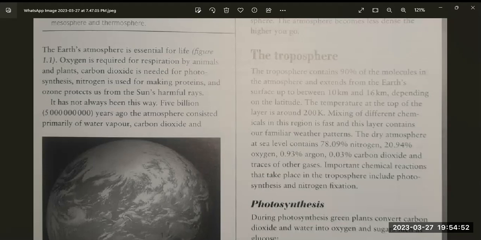People don't understand that. So what it says here is that it has not always been this way. 5 billion years ago, the atmosphere consisted primarily of water vapor, carbon dioxide, and nitrogen.